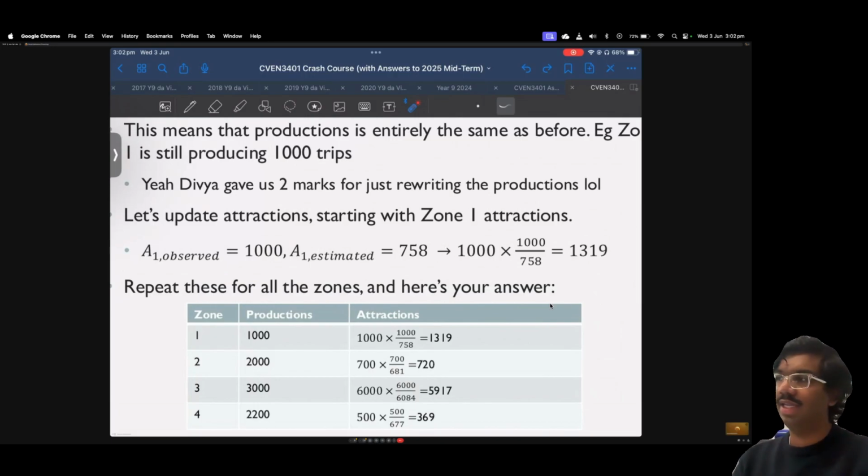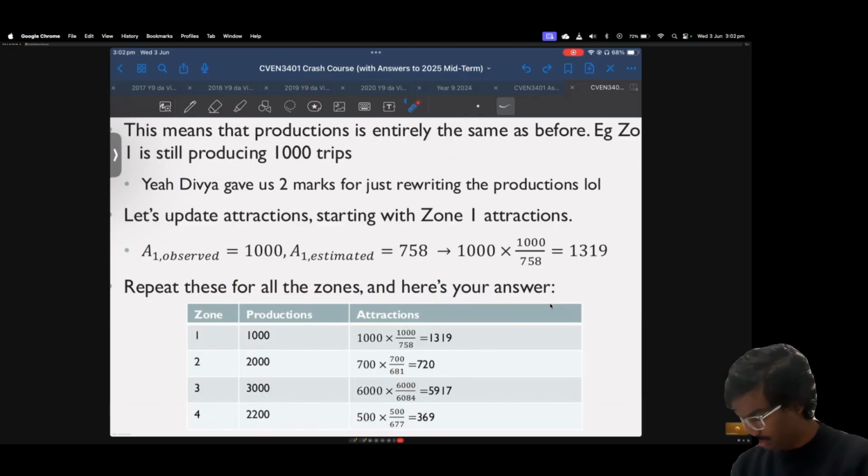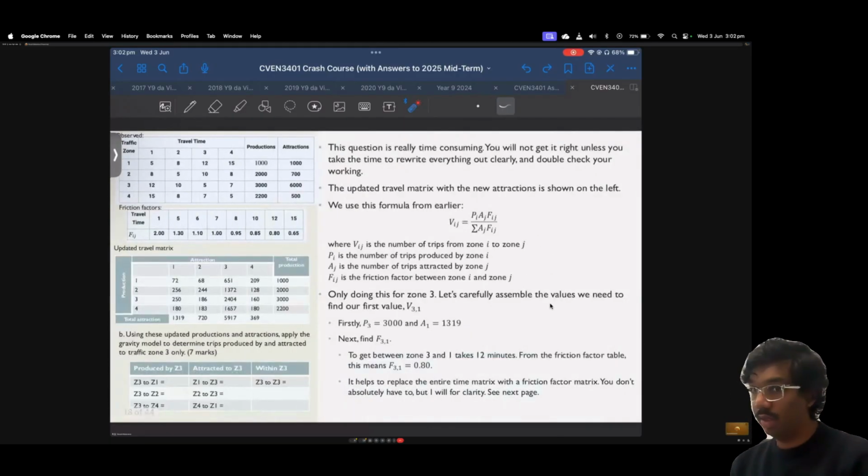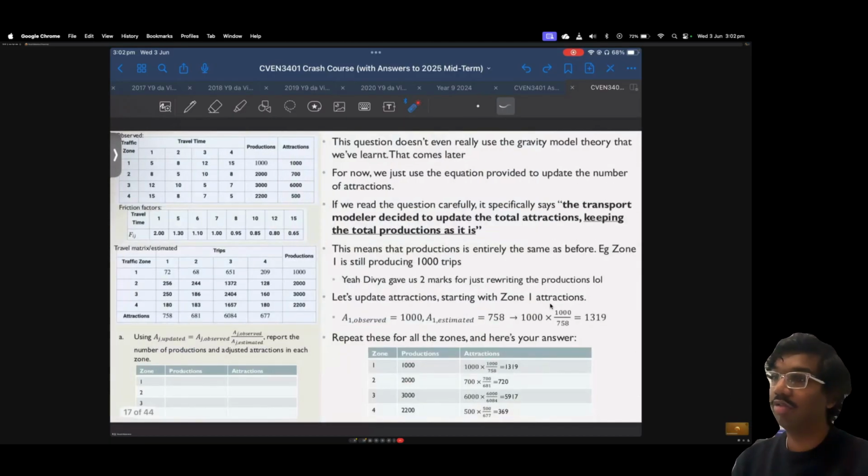Okay, so part A is pretty straightforward. You don't actually need a gravity model for it. You do just need to understand what the estimated and what the observed is, because otherwise you won't be able to use that formula. Does anyone need more time on that, or is everyone good? Okay.